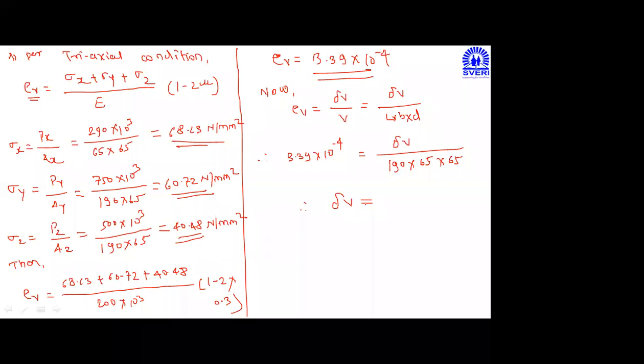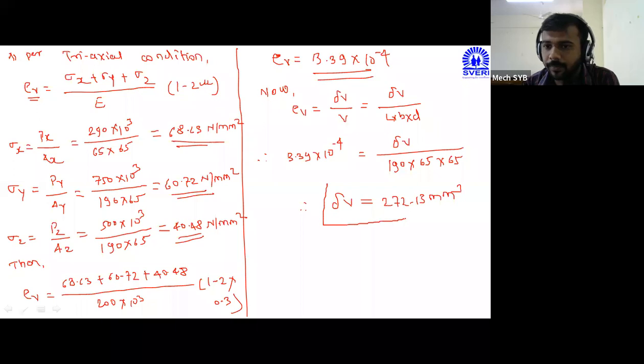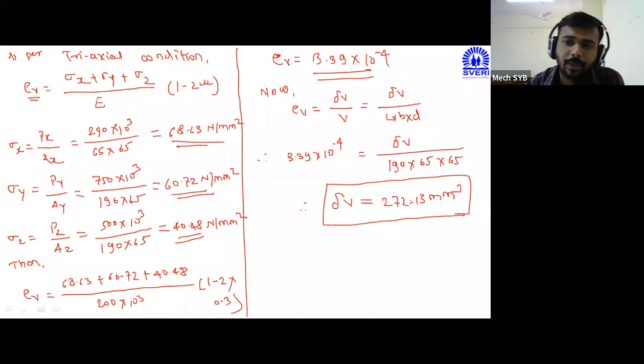272.13. The digits may vary, no problem. What are the answers you got? Send in the chat box so I can verify all the answers. 272.13 mm cube, or some of you have got 272.66. It depends on the digits you have considered for the calculations. No problem, that is also accepted. mm cube, this is the unit. 272.13 mm cube. The value is positive.